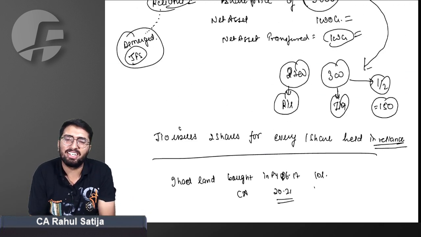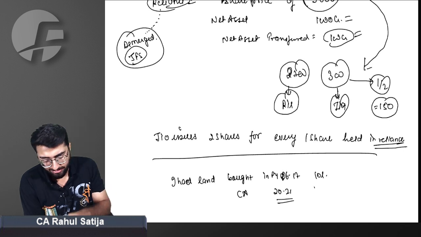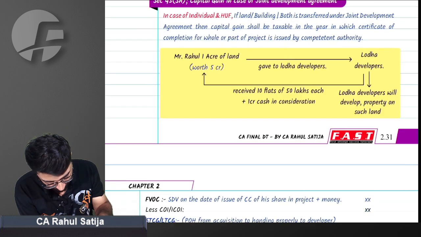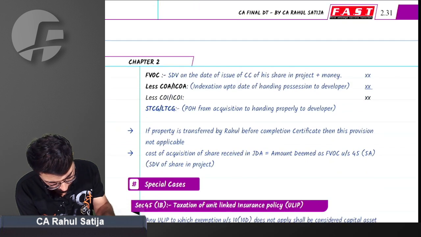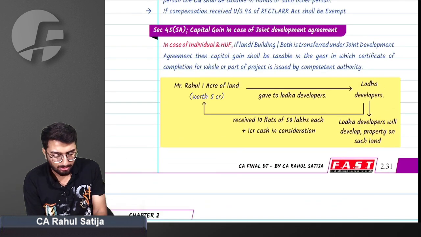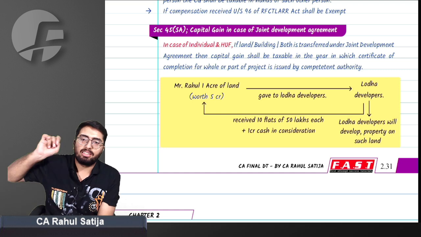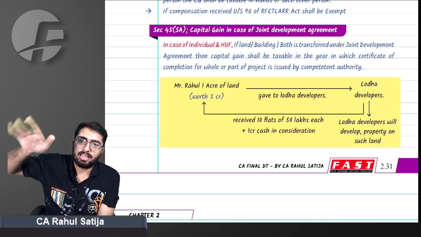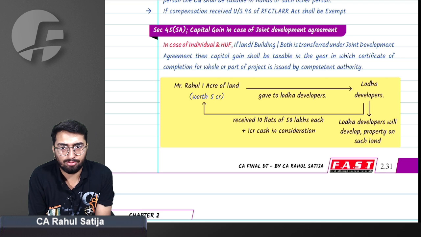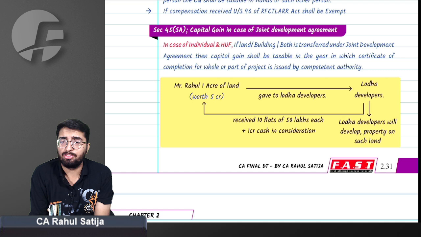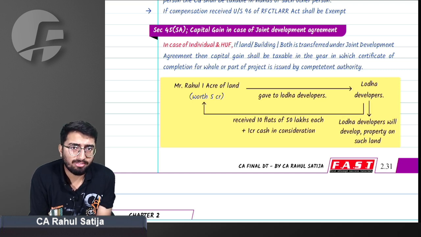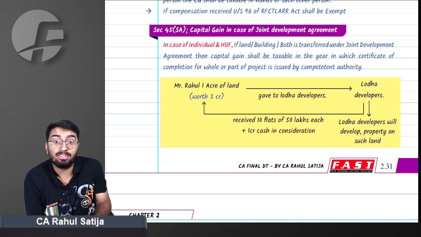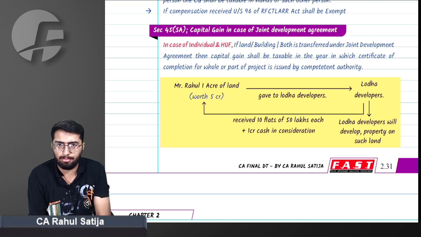Yes, sir, we did understand. This was all about joint development agreement. Two things to be taken care of. This provision is applicable only for individual and HUF. No AOP, no BOI other than individual and HUF can enter into a joint development agreement. They can enter actually, but they will not be given the benefit of this section. That means they will be charged to tax in the year in which they transfer their property to the real estate developer.